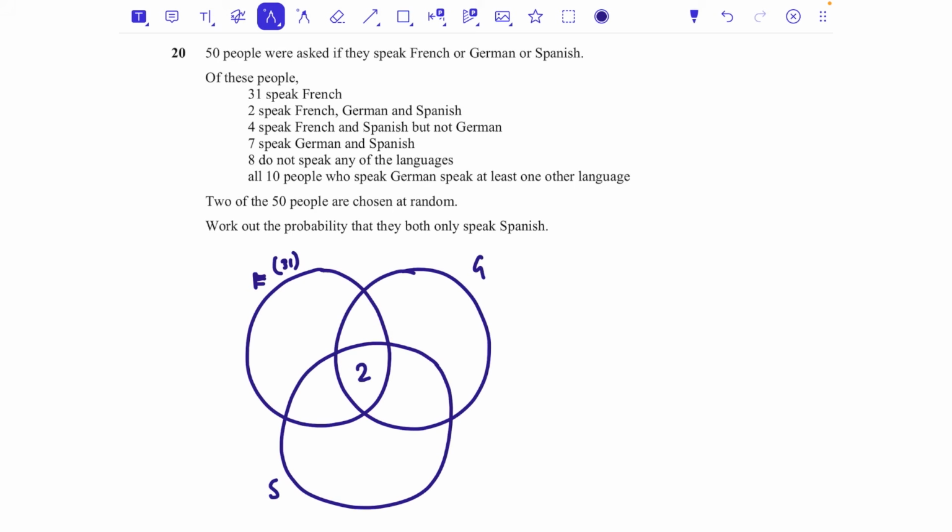4 people speak French and Spanish, but not German. So that's okay, they go there. Those 4 people, they speak French and Spanish, so they're between those 2 circles, but they don't speak German, so they're not included in that 2 in the middle.